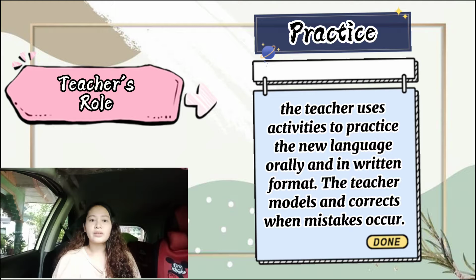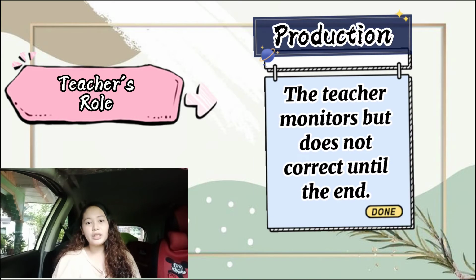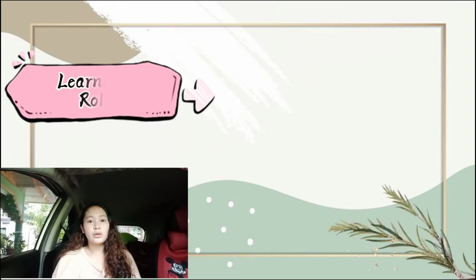And now, in the production stage, the teacher monitors but does not correct until the end. Focus is now on fluency rather than accuracy. Now let's proceed to learner's rules.